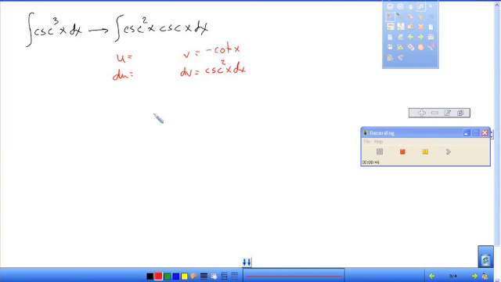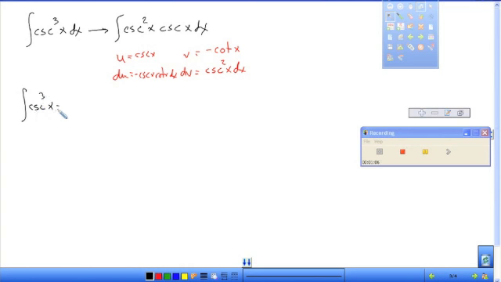The integral of the cosecant squared is negative cotangent, and the derivative of the cosecant is the negative cosecant cotangent. Don't forget about your dx. So we can start writing this whole thing over again.